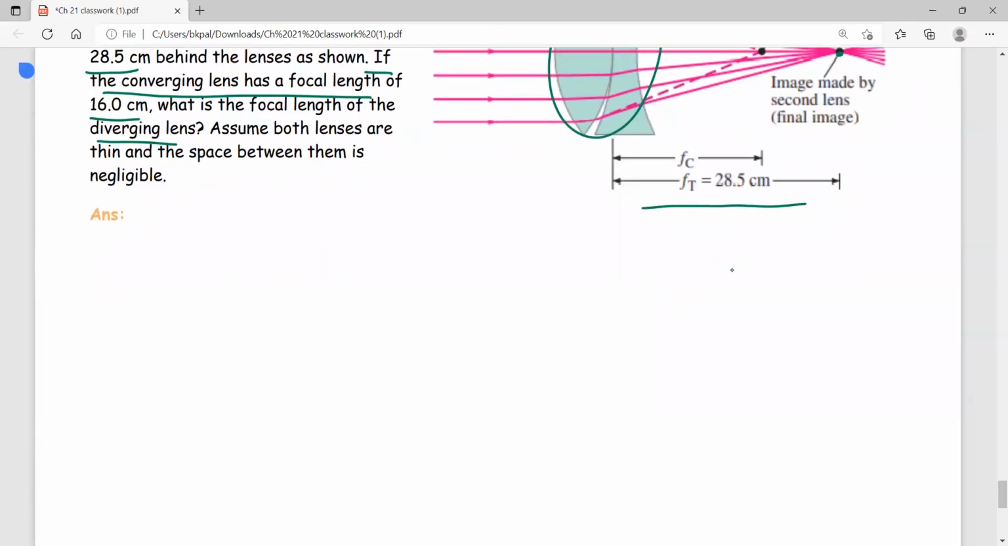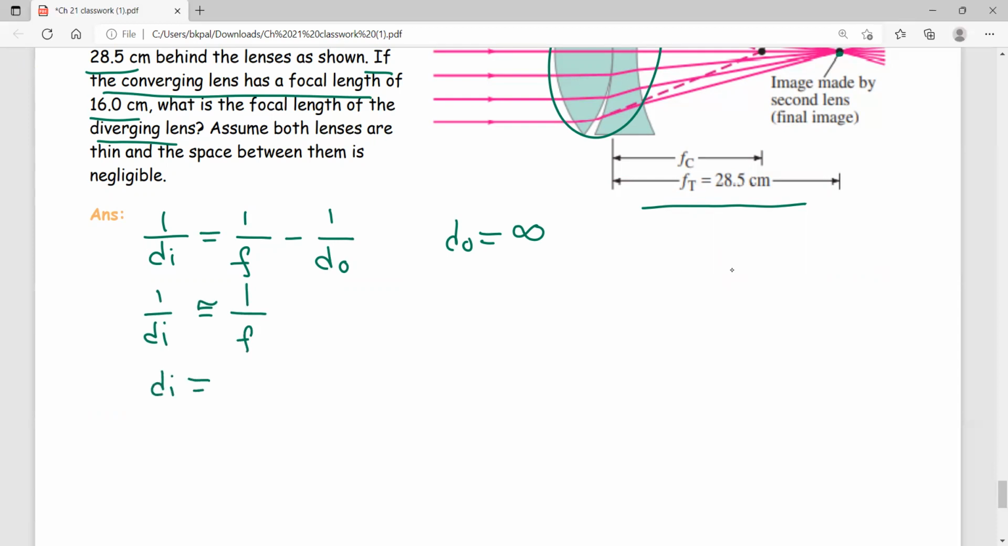For the first lens, let me first calculate 1 over di. So 1 over di will be 1 over f minus 1 over do. It says the parallel rays are from the sun, and parallel rays from the sun means do is equal to infinity. So 1 over do is 0, and 1 over di is approximately equal to 1 over f. So di is basically equal to the focal length, which is 16 centimeter.